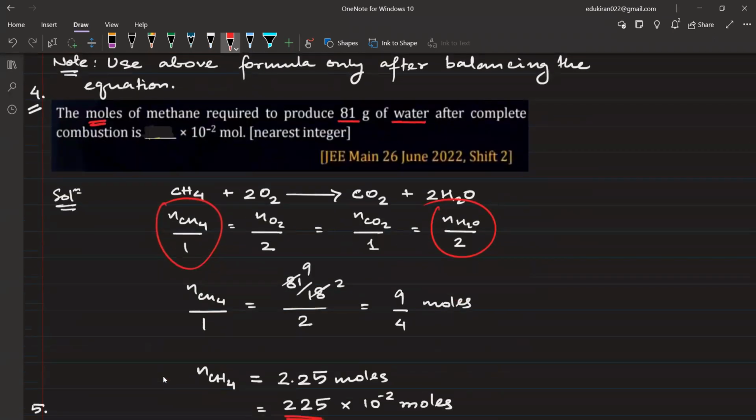Number of moles of CH4 divided by 1, because its stoichiometric coefficient is 1, will be equal to number of moles of O2 divided by the stoichiometric coefficient of O2, that is 2, will be equal to the number of moles of CO2 divided by 1, that is its stoichiometric coefficient, and number of moles of H2O divided by 2.